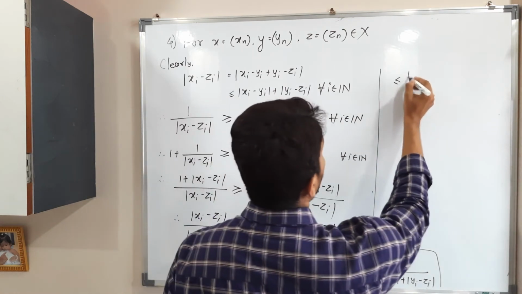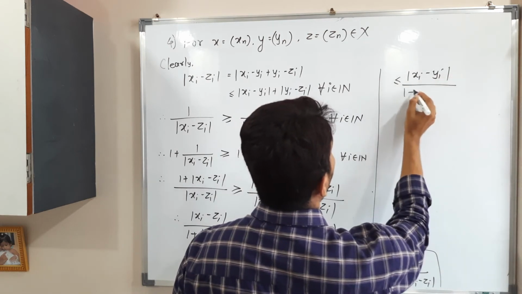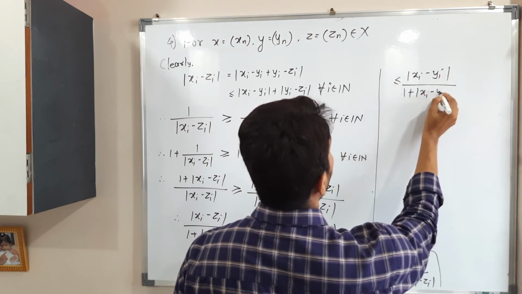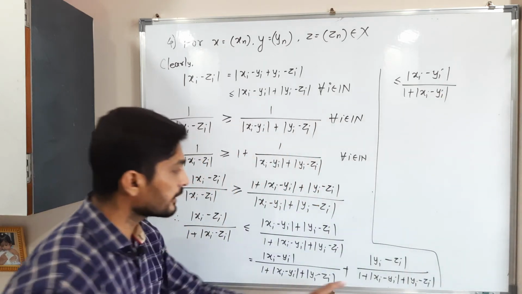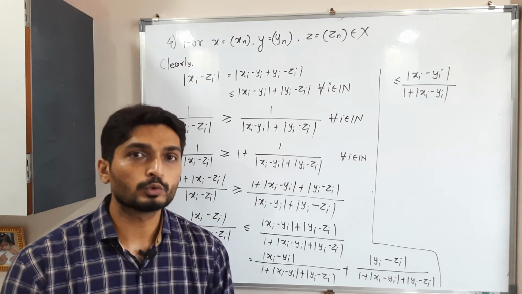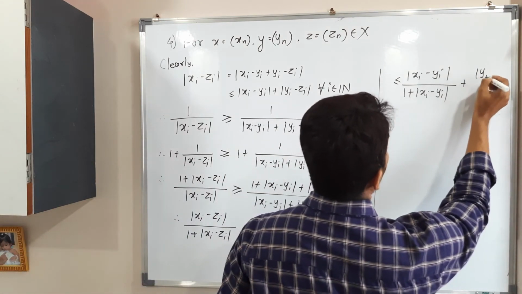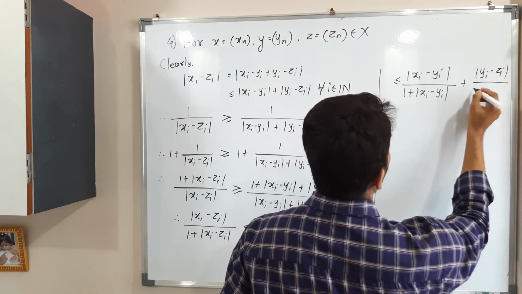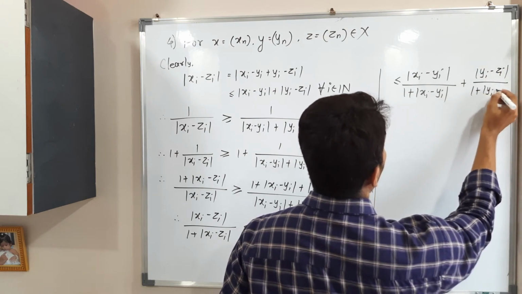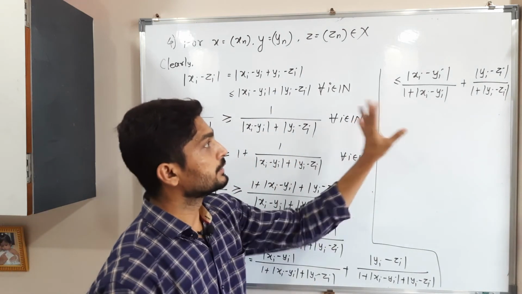So mod xi minus yi divided by 1 plus mod xi minus yi. And here also I will reduce the denominator. I will remove this term, this mod I will remove, so the value will increase. So this is mod yi minus zi divided by 1 plus mod yi minus zi. A very important step we have got now.